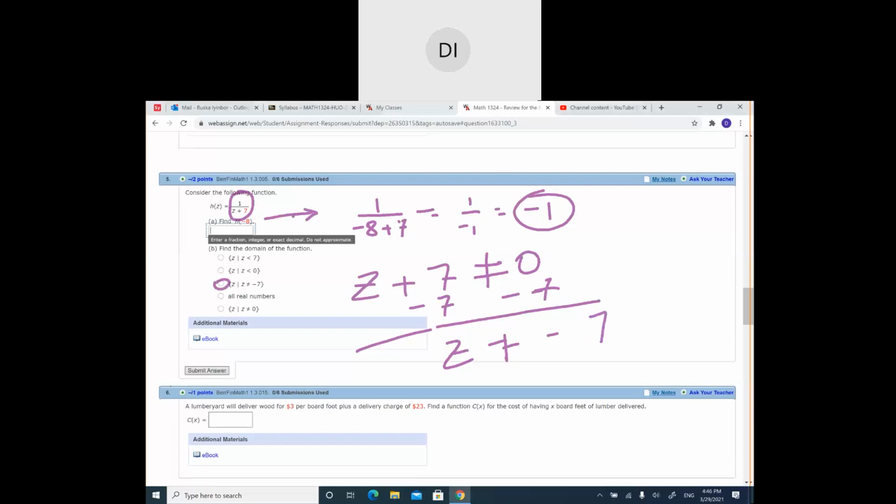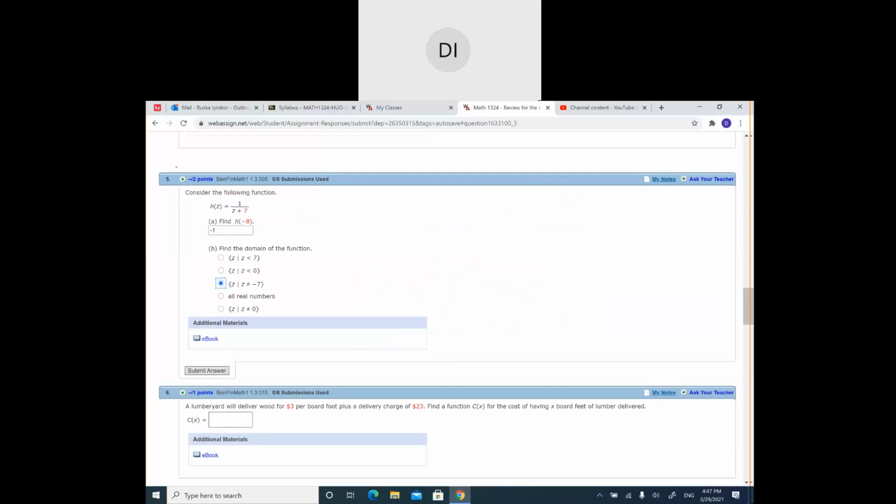So the same way with any function, if you have a fraction, the bottom is not 0. If you have a square root, the inside is positive. If you have no fraction and no square root, the domain is going to be all real numbers. Okay?